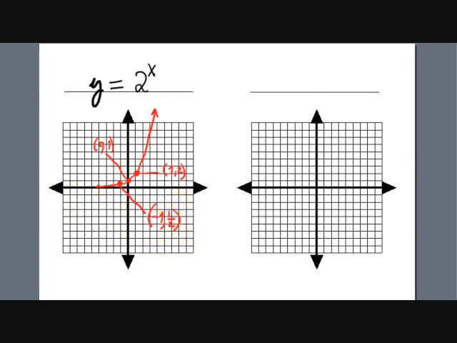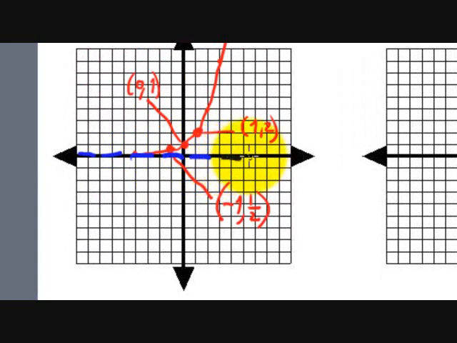Okay. After that, the asymptote. The asymptote is exactly the same as the x-axis, a horizontal asymptote. The equation is y equal 0.